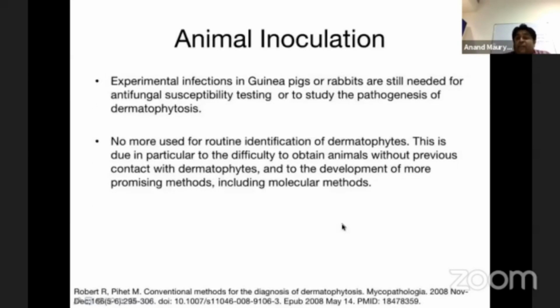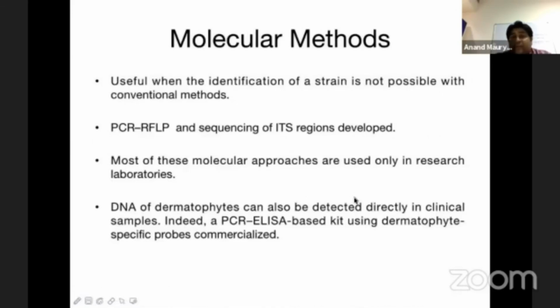In the case of animal inoculation, there are a few experiments. Infected guinea pigs and rabbits are still needed for antifungal susceptibility testing and to study the pathogenesis of dermatophytes. There is no more use for routine identification of dermatophytes, particularly because of the difficulty in obtaining animals without previous contact with dermatophytes, and the development of more promising methods, including molecular methods. Now coming to the molecular methods.